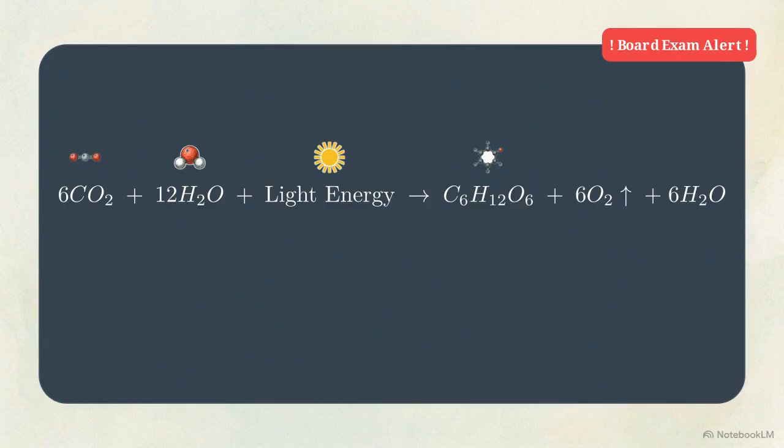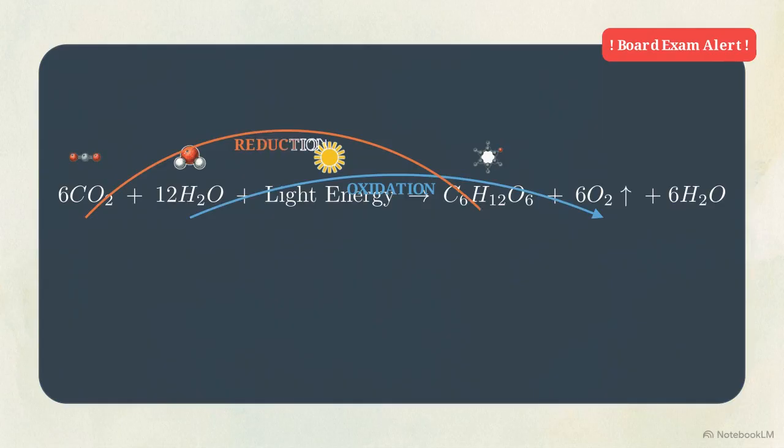Looking closely at the reactants and products, we can see this is an oxidation-reduction or redox reaction. The blue highlights show oxidation. The water molecules lose hydrogen to become oxygen gas. The orange highlights show reduction. The carbon dioxide molecules gain hydrogen to build the complex glucose molecule.